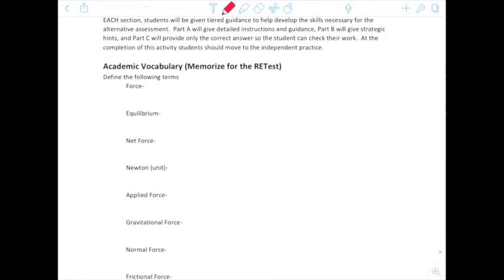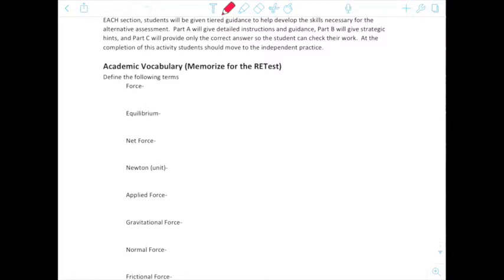So let's jump into Unit 2 IPC. This is the guided practice for your remediation packet. We're looking at some academic vocabulary that you'll need to know for the retest and to understand forces.